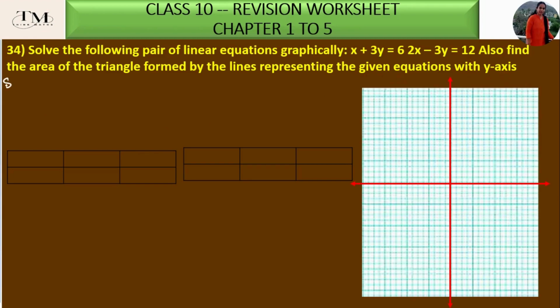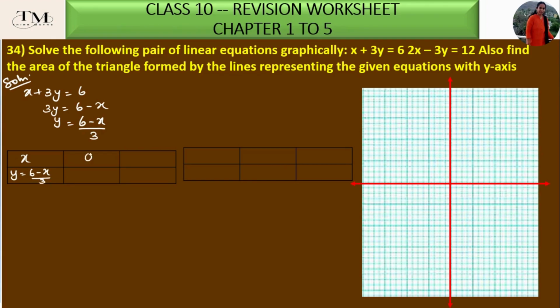What is the equation? First equation is x plus 3y equal to 6. Now from this we have to find out y. So keeping this 3y here, bringing the x to the right hand side, it will become minus x. Then y will be equal to 6 minus x divided by 3. So let us form the table for this equation. So it is x, y is equal to 6 minus x divided by 3.